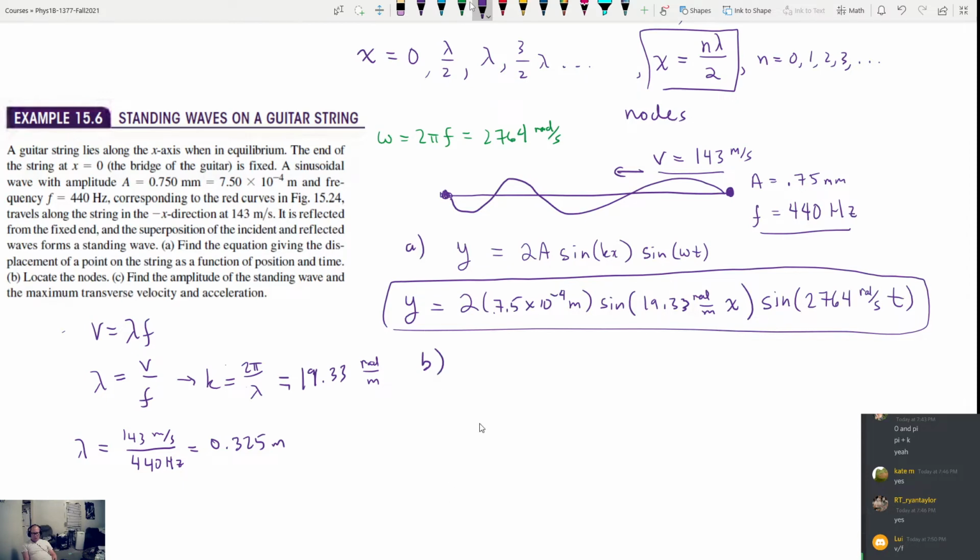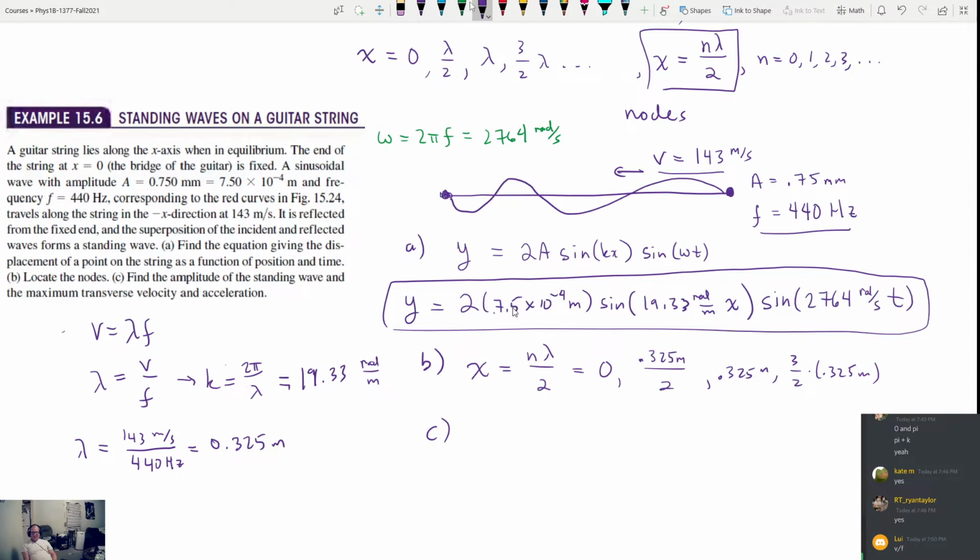All right, so locate the nodes. Well, we saw before that the nodes occur at x equal to n lambda over 2. So there's going to be a node at x equal to 0. There'll be a node at n lambda over 2. So lambda is this, right? So we do 1 times lambda over 2, we'll have 0.325 meters divided by 2. And then if we do just lambda, this will be 0.325 meters. And then if we do the next one, 3 halves lambda, so 3 over 2 times 0.325. And solving for these, we'll get the location of the nodes. You're all more than welcome to calculate these yourselves. I don't think we have to actually do the calculation.